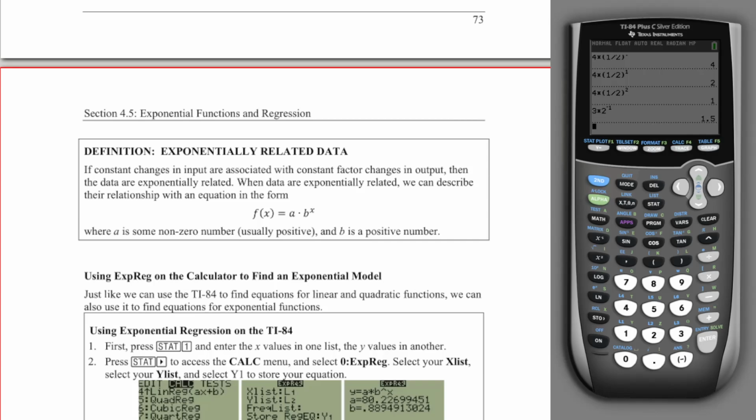We say that two variables are exponentially related if a constant change in input is associated with a constant factor change in the output. And we can use exponential regression on our calculator to come up with an exponential equation from a table of values, even when that table of values is not in the form that would allow us to do the base multiplier form, and even when the exponential curve is not a perfect fit for the data.